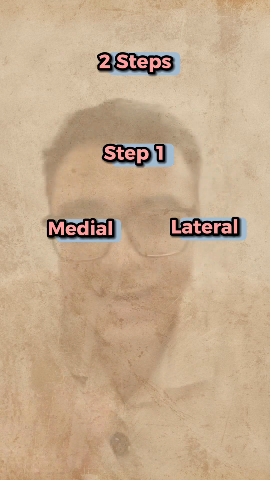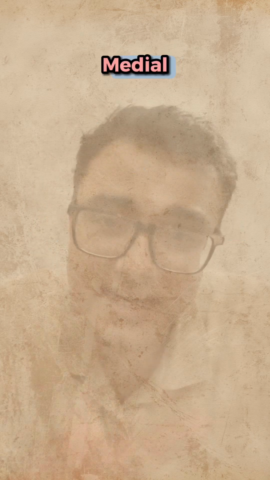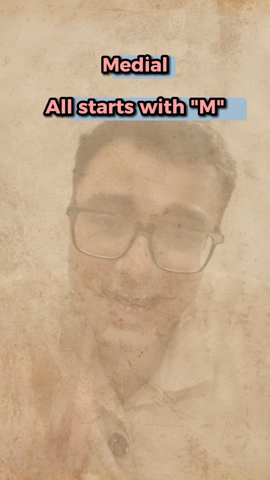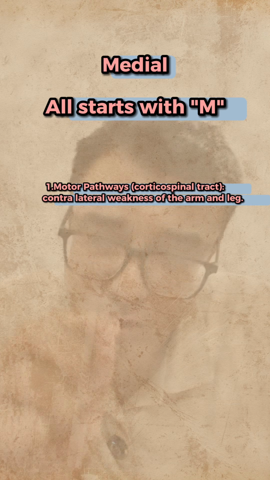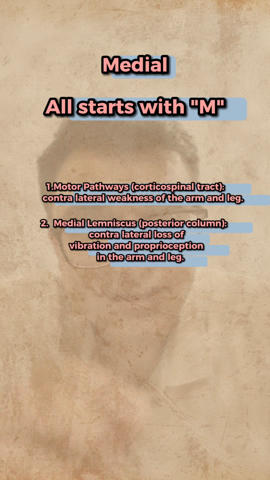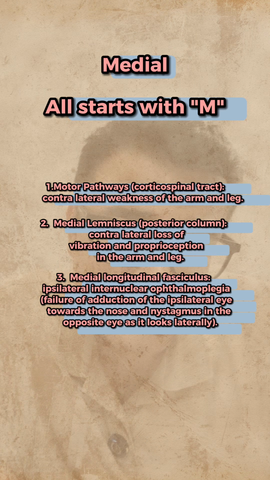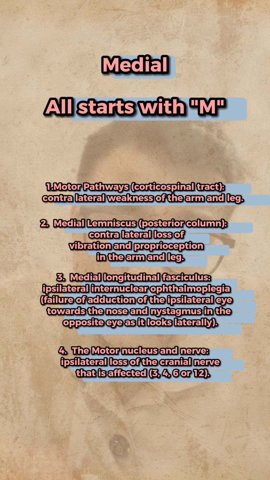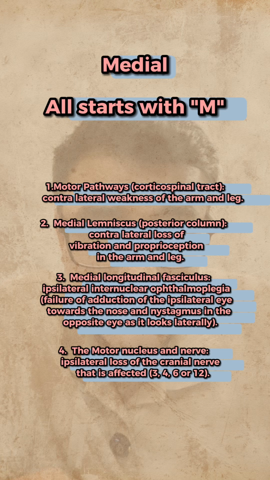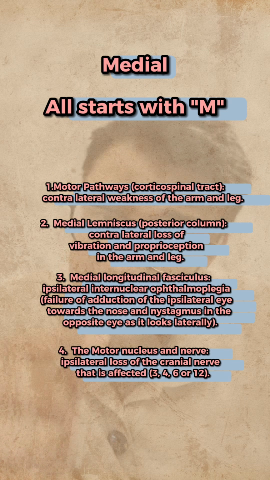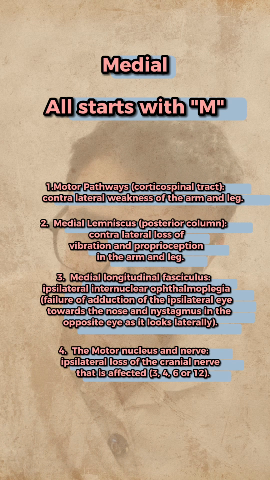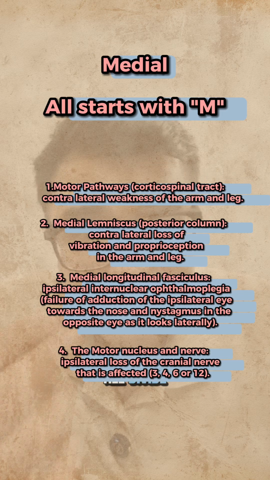So there are two steps in diagnosing a brainstem lesion. The first step is to know whether a brainstem lesion is medial or lateral. There are four medial structures which all start with M. First is the motor pathway. The second is the medial lemniscus. The third is the medial longitudinal fasciculus. The fourth is the motor nuclei of four cranial nerves, which are 3, 4, 6, and 12. If you want to remember, there is a trick: they all divide 12.